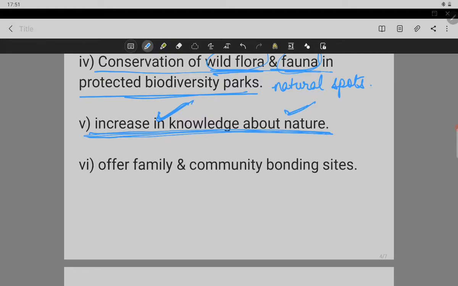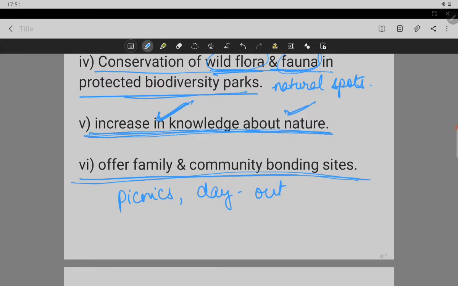Okay, and finally, natural areas offer family and community bonding sites, places where people can go for picnics, for a day out. So these type of places help in bonding. So you can stay away from technology, you can go into nature, learn about nature, have a picnic, have a day out, and that helps in family and community bonding.